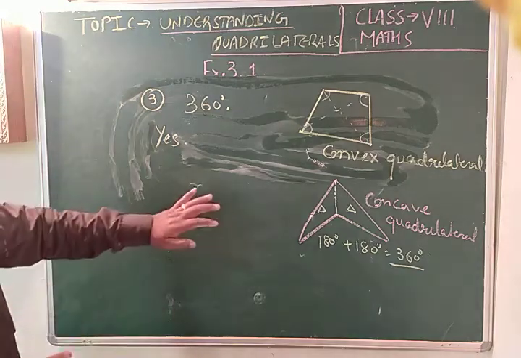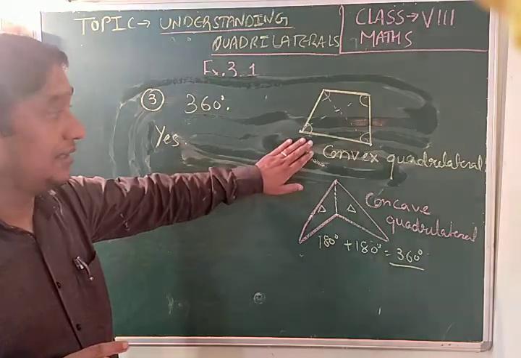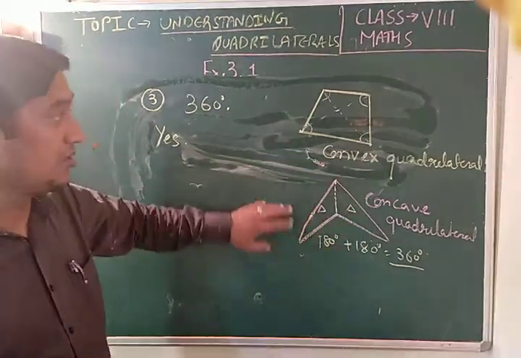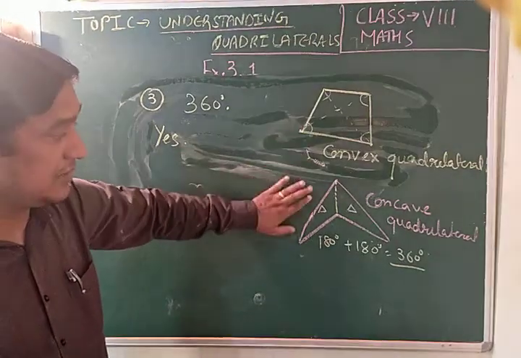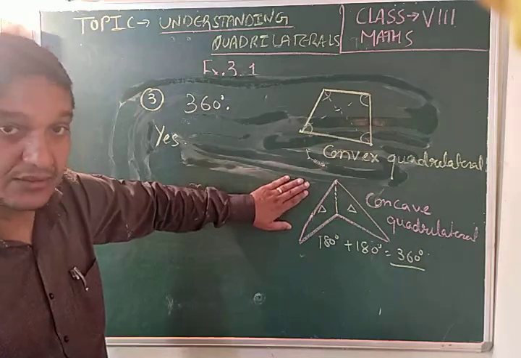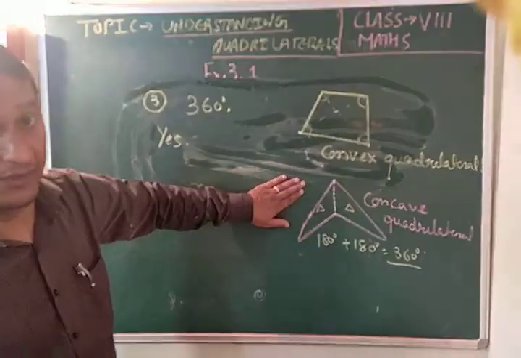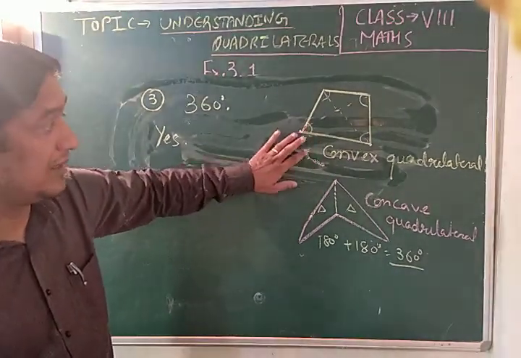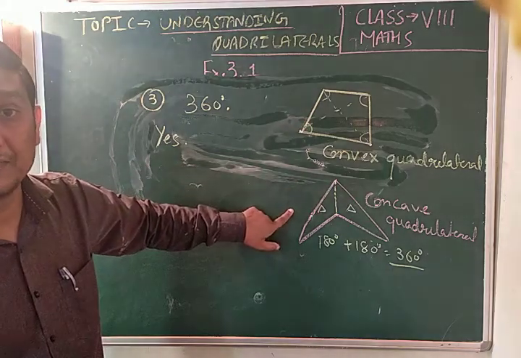And he also says draw a quadrilateral that is not convex. So this is the quadrilateral that is not convex, and it is concave. The opposite of a convex quadrilateral is a concave quadrilateral.